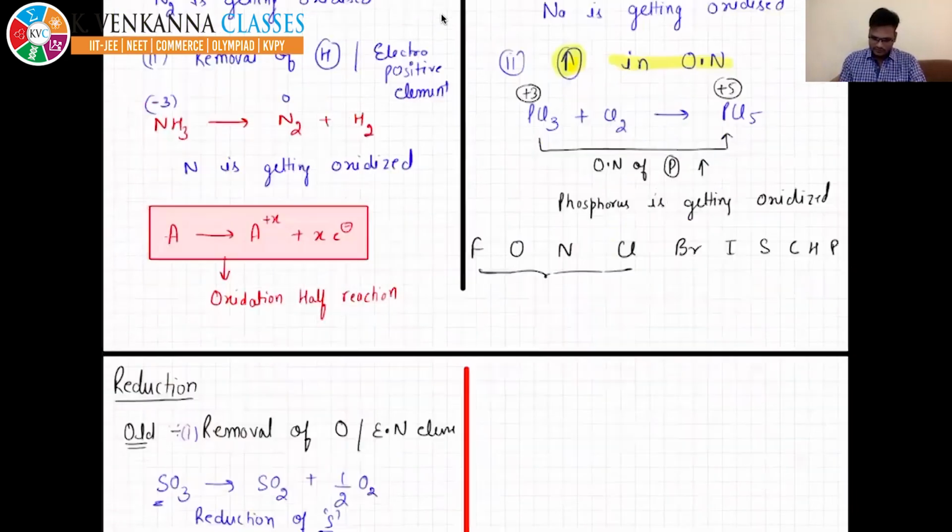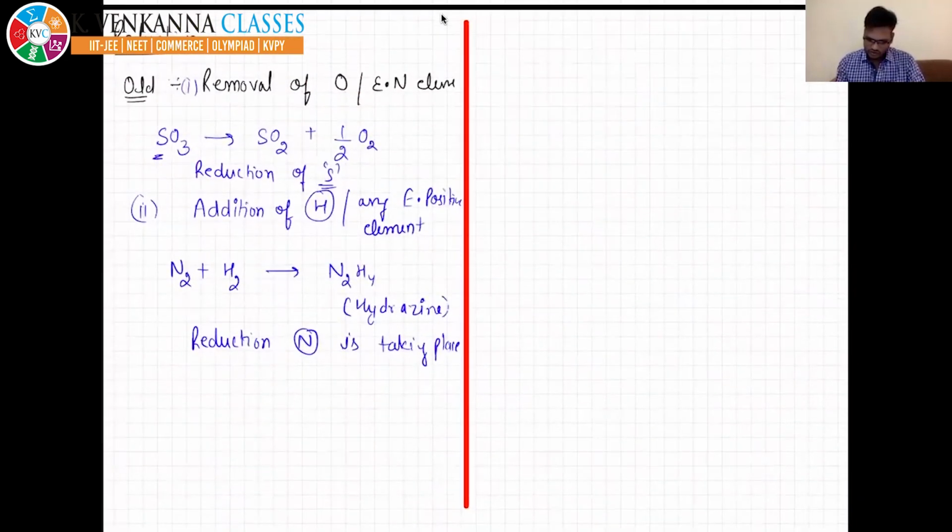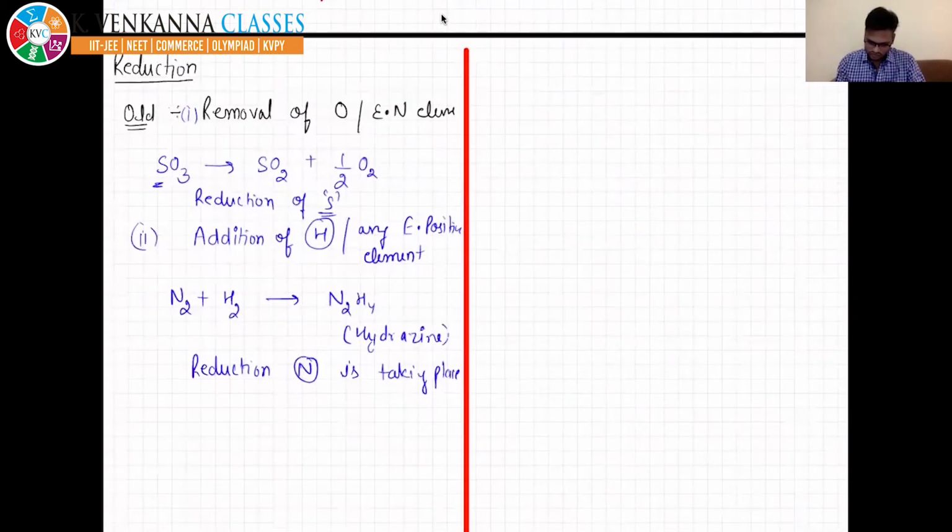right? So this was old. What is new? New concept, gain of electron. Okay, so electrons will always be present on the reactant side. So any reaction in which gain is taking place, for example Cl2 plus electron giving Cl minus, right?